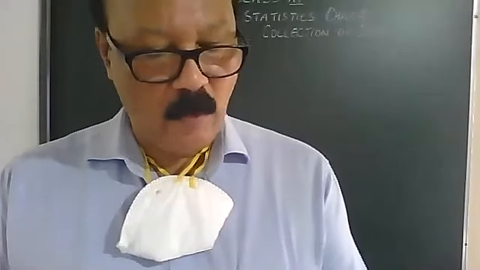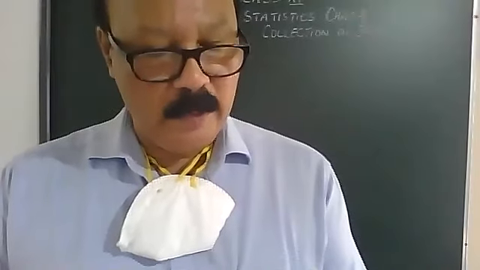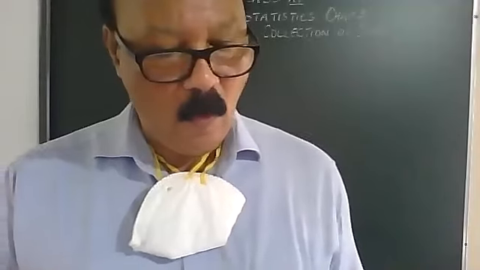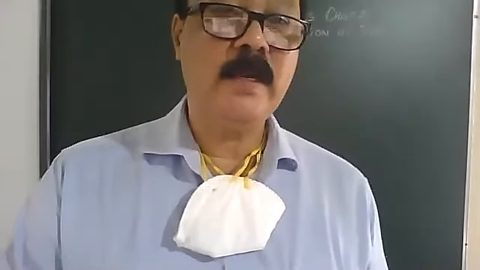Recording mistakes can also take place as the enumerators or the respondents may commit errors in recording or transcribing the data. For example, he or she may record 13 instead of 31. That's the type of error.